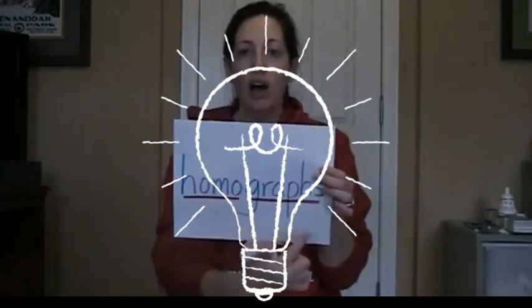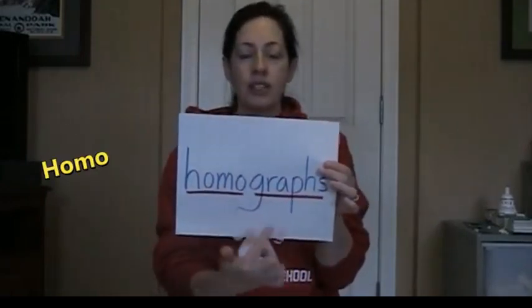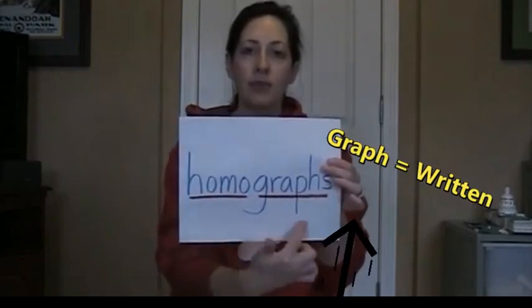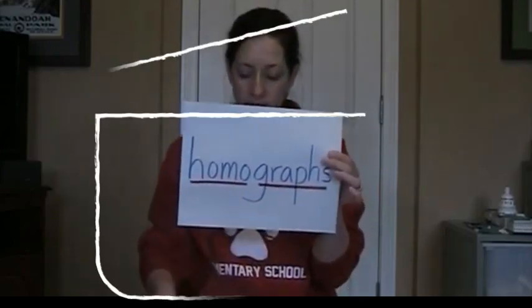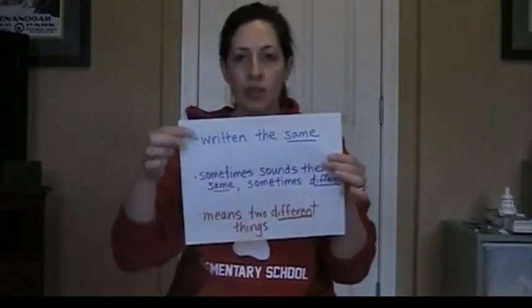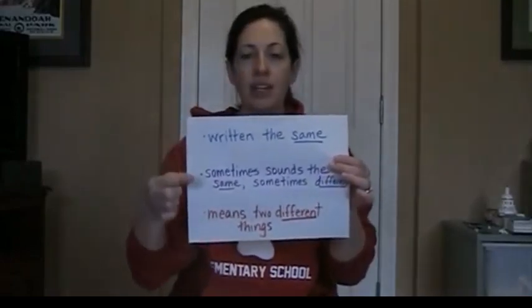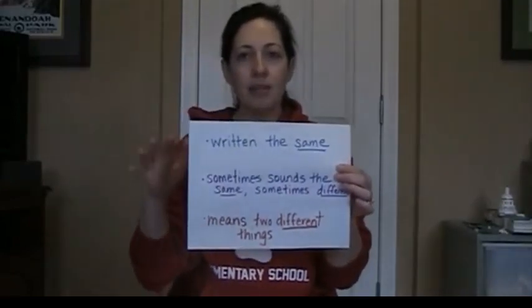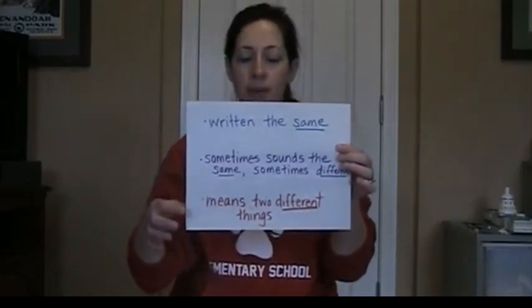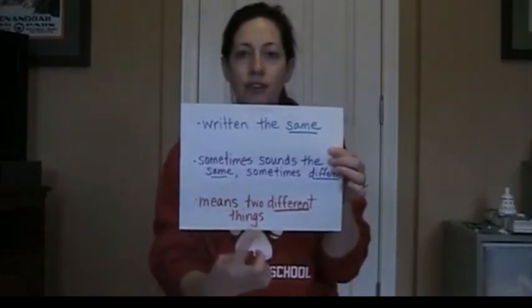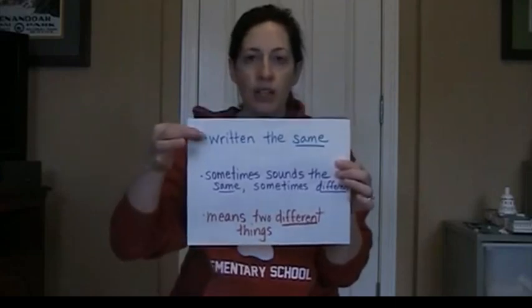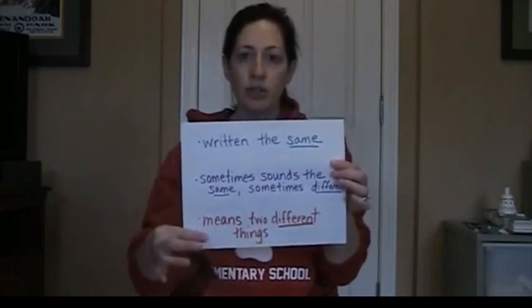Okay, so homographs are words that are written the same. Homo means same and graphs means writing. So homographs are words that are written the same, so they look the same when you write them. Sometimes they sound the same, sometimes they're a little bit different, but they always mean two different things. Alright, so they're written the same, but they could mean two different things.